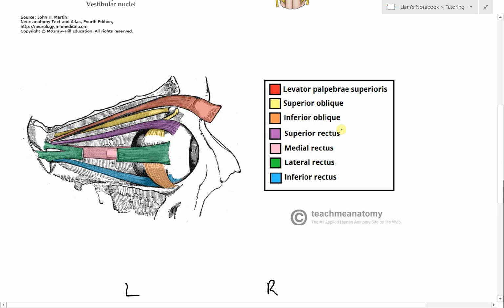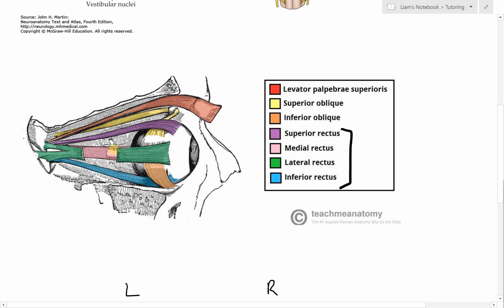For the recti muscles, their name pretty much gives away what they do. Superior rectus, you can see, attaches on the superior aspect of the globe, so if this bit contracts and pulls back here, it's going to pull the eyeball up. So superior rectus pulls the eyeball up.